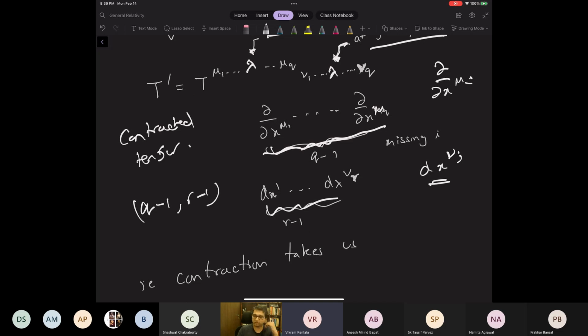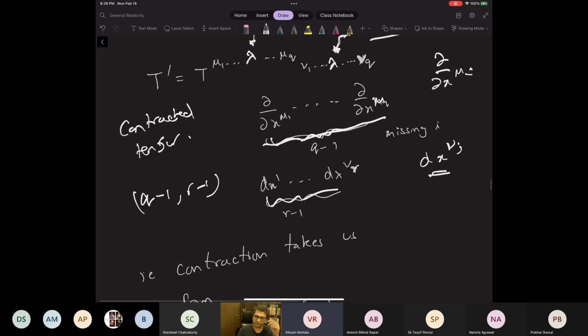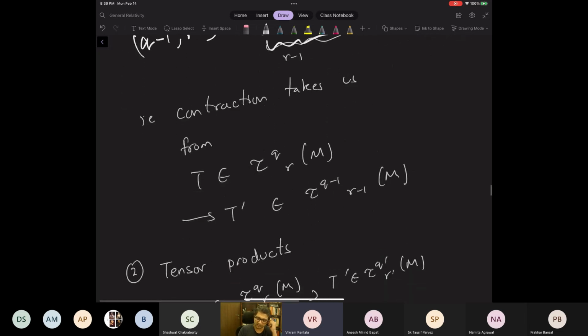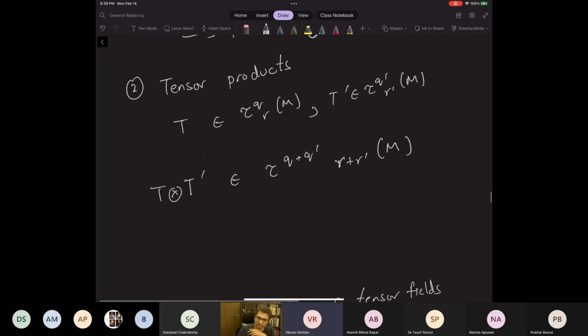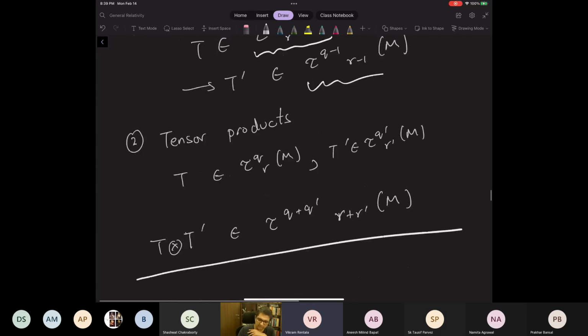Okay, so you can reduce the rank of this tensor by taking contractions. Contractions take us from a tensor which belongs to the space of T^Q_R M, smooth tensors of type (Q, R) on the manifold, to smooth tensors of type (Q minus 1, R minus 1) on the manifold.